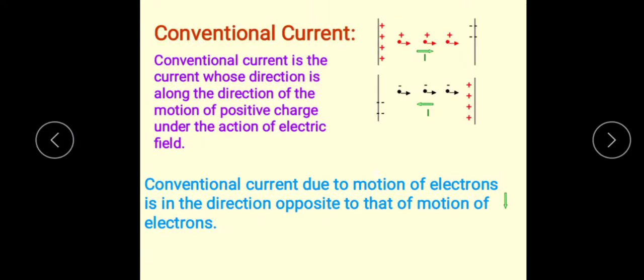So there is a difference between conventional current and electric current. In conventional current, the charged particles flow from the positive side to the negative side, from positive potential to negative potential. But in electric current, electrons move from negative to positive potential. This is the difference between electric current and conventional current. Actually, it is not confusing.